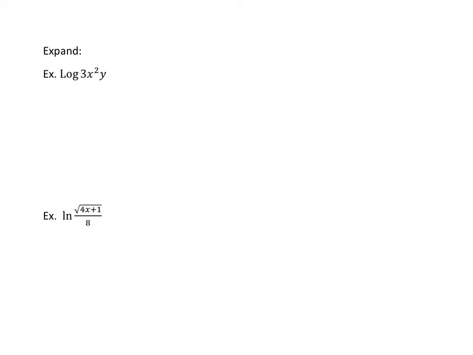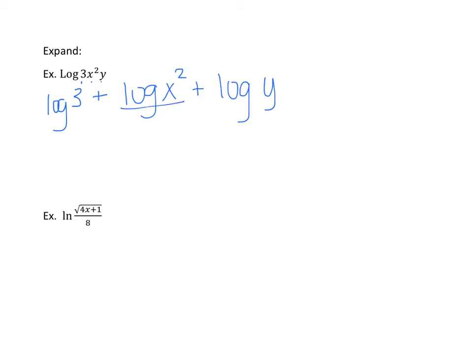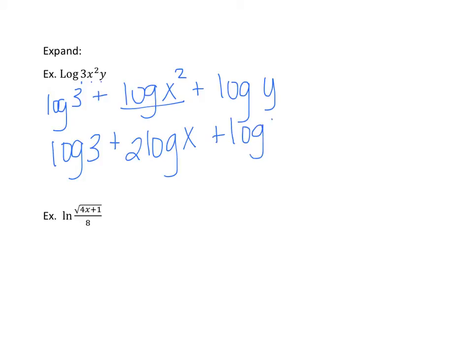Okay, let's practice some more expanding. This first one, I would like you to try it on your own, then watch. I've got three things being multiplied, 3, x squared, then y. So this is log. It doesn't have a base. It's assumed to be 10, but you don't have to write it. Log 3 plus log x squared plus log y. This one can go one step further. Log 3 stays there, plus 2 log x, plus log y.